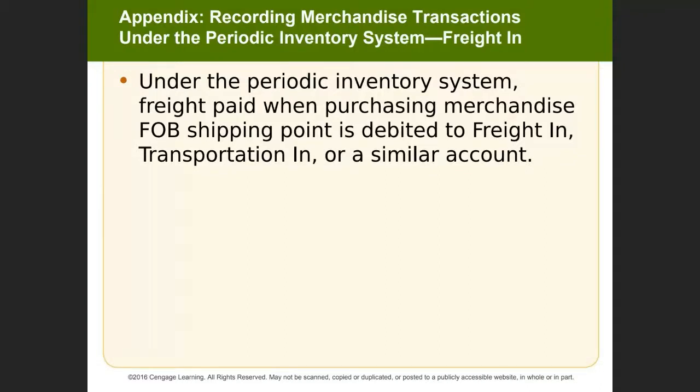Under the periodic inventory system, freight paid when purchasing merchandise free on board shipping point is debited to the freight in, the transportation in, or a similar account. So there's a freight in account, there's a freight out account, transportation in, transportation out. So they're saying that under the periodic inventory system, freight paid free on board shipping point is debited to the freight in account, or the transportation in account.